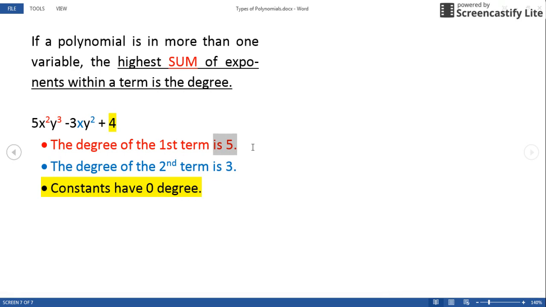The highest sum of exponents, if we have more than one variable, is the degree of the entire polynomial. Our leading coefficient is 5, since it's attached to the term that we got our degree from. The coefficient of the second term is -3. And again, keep in mind, constant values have 0 for their degree.